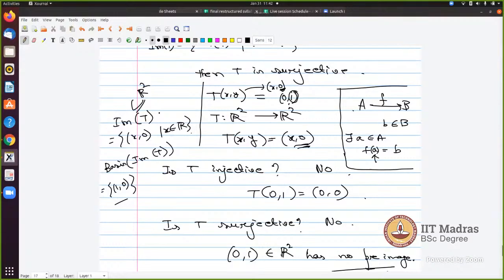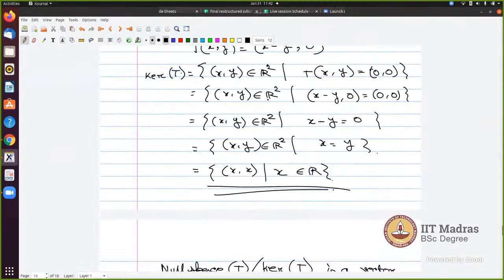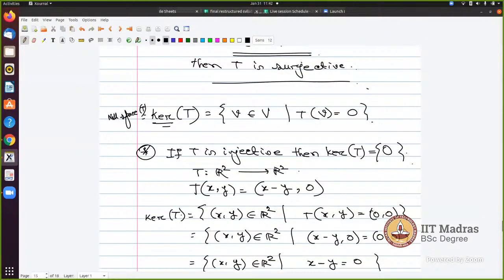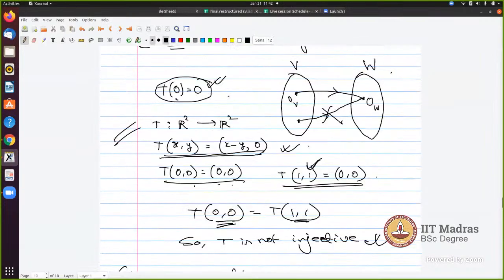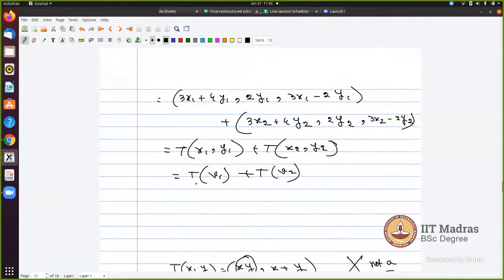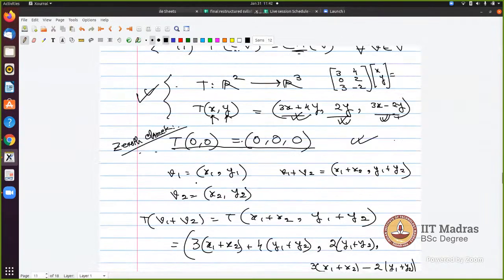So in the first example that you solved, that is R2 to R3, can you scroll up once? No, I have taken R2 to R2. Sir, the first problem, this one. So what about this? Can we do it the same way, finding the span? First of all, tell me whether it is injective or not. T of 0 is going to 0, but I have to find another vector which is going to 0.